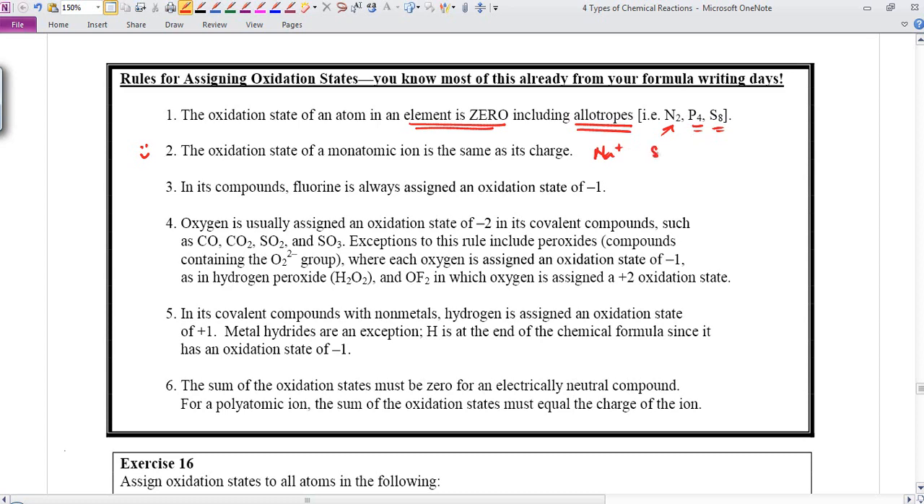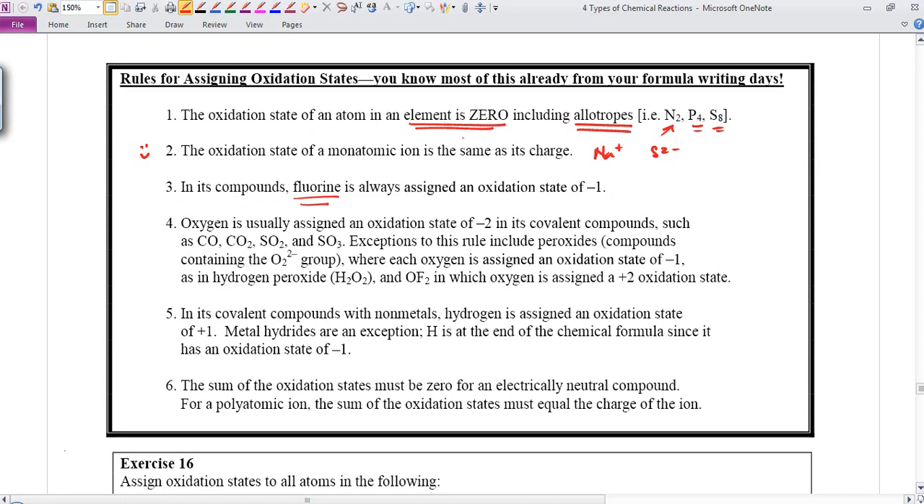If you write S2- for the sulfide ion, its oxidation state is -2. It's a no-brainer. I don't have to think that hard. In its compounds, fluorine is always an oxidation state of -1. If it's an element, we're back to rule 1.